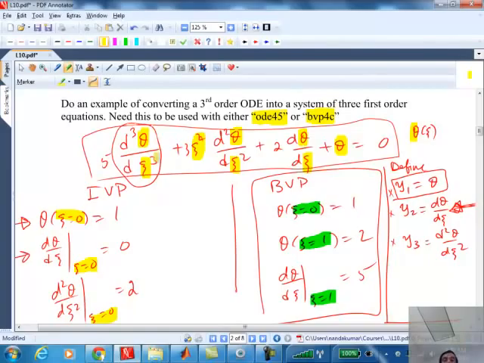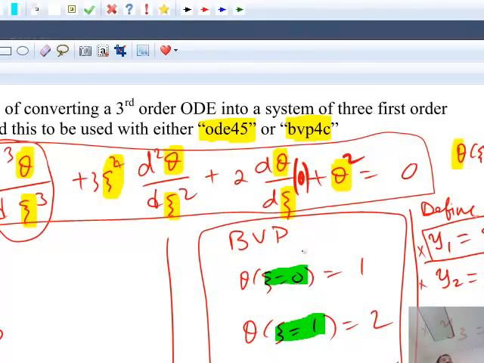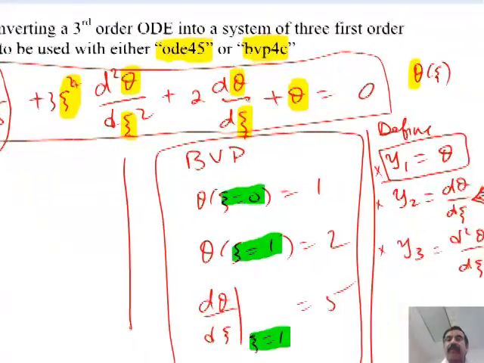So you could have the independent variable in any of these coefficients. For example, I could put 5 times psi cube. It will still remain a linear equation. But if I put, for example, something like theta square, that will immediately make it a nonlinear problem. Or if I put, for example, d theta d psi times theta, that will make it a nonlinear problem. Okay? But the process will still work. You will still be able to convert that into a system of first order equations, except you will have products of y1, y2, etc. So let me just erase that so that you don't misunderstand what follows below.